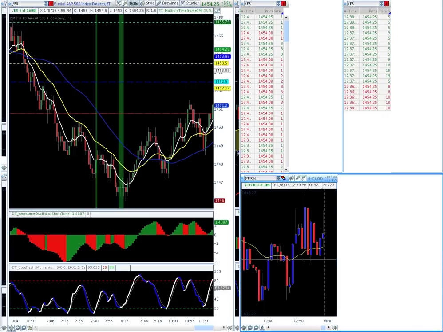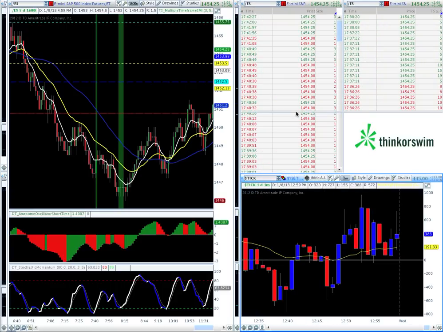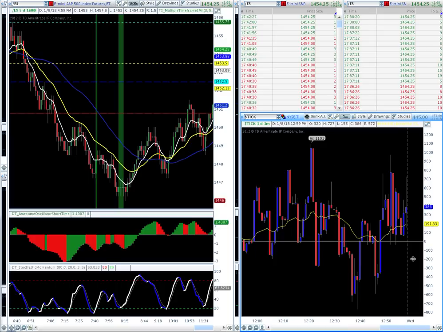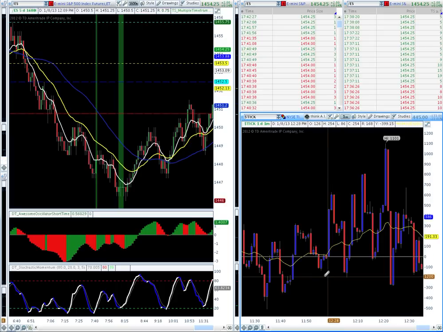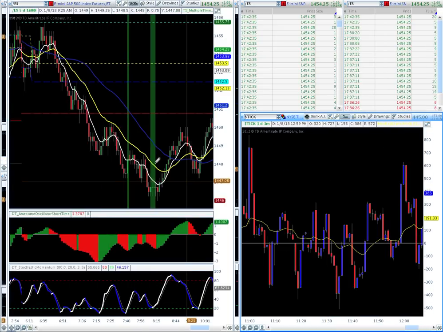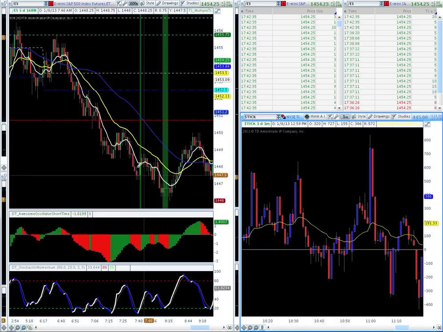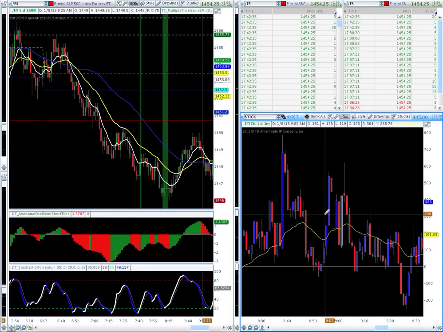This here is just the standard NYSE tick, $TICK on Thinkorswim charts, and this here is just the mini ES futures. But I'm going to show you what I saw today and how I traded this using the tick only.